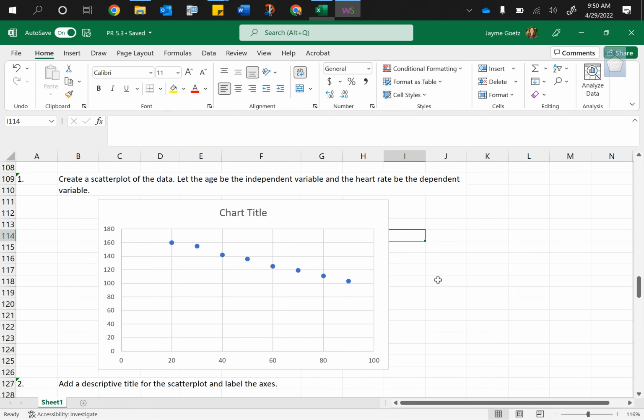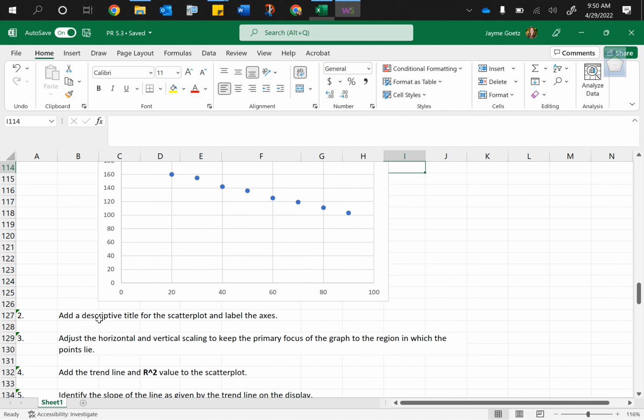But this chart itself, is it a good representation? Do you guys like this chart? Caden's shaking his head no. Why not? Yeah, there's no title or labels. There's nothing telling me what is going on. This is a good representation of the data, but it's not a good explanation of the data.